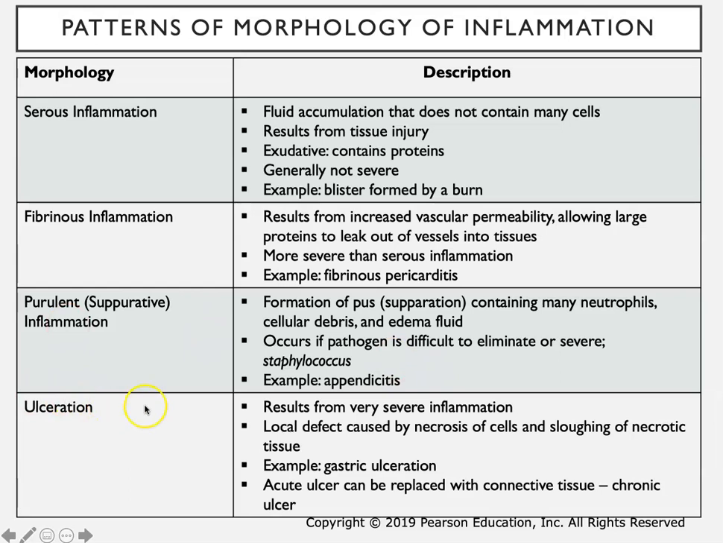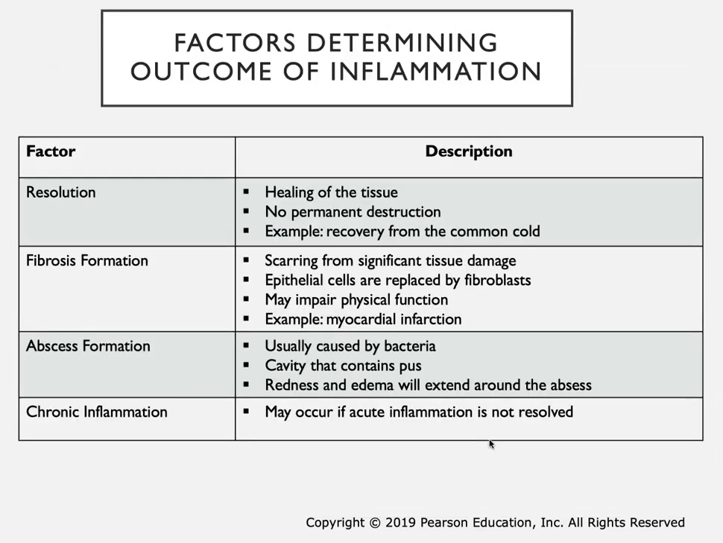Something else that can occur is ulceration. Again, this is more severe. Very severe inflammation. This is really going to be caused by necrosis of cells, so cells dying. An example is gastric ulceration. I'm sure we've heard of ulcers. You probably usually associate an ulcer with the GI tract. What can happen is that an acute ulcer can actually be replaced with connective tissue. That connective tissue doesn't really belong there. It's not going to function like the tissue that belongs there. So that can then lead to a chronic ulcer.